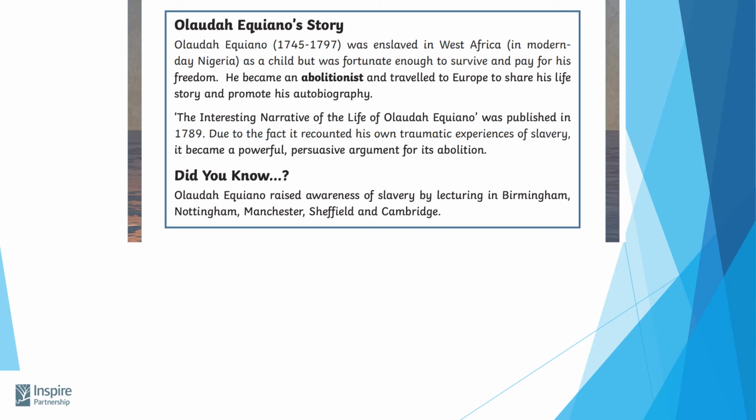The Interesting Narrative of the Life of Olaudah Equiano was published in 1789. Due to the fact it recounted his own traumatic experience of slavery, it became a powerful, persuasive argument for its abolition. Did you know that Olaudah Equiano raised awareness of slavery by lecturing in Birmingham, Nottingham, Manchester, Sheffield, and Cambridge?